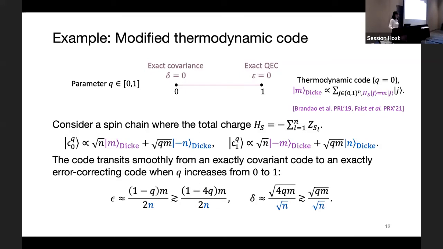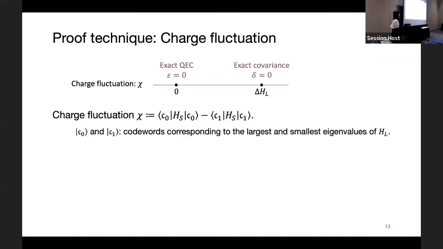Okay, so finally, let's talk a little bit about the proof technique of our trade-off relations. In order to prove our first type of trade-off relation, I use something called charge fluctuation. Charge fluctuation is defined to be the expectation value of H_S on the logical 0 state minus the expectation value of H_S on the logical 1 state.